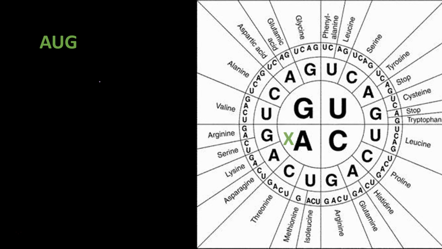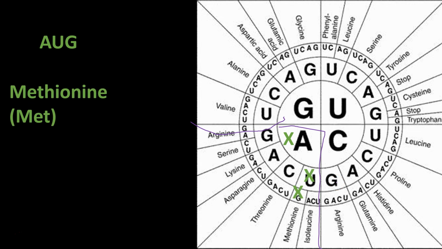AUG: I go to the first letter A, and I'm going to stay in this quadrant. A, U, I go to the next level, G, that gives me methionine. All proteins start with methionine. Methionine is actually the start amino acid. It starts all proteins. And an easy way to remember this is school starts in August, AUG, and that's the abbreviation for August.